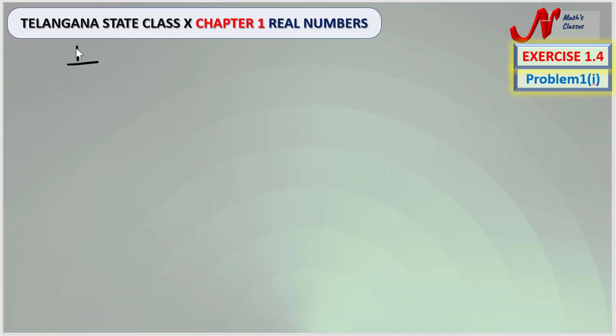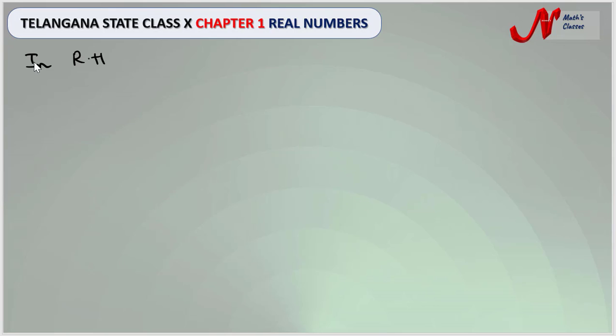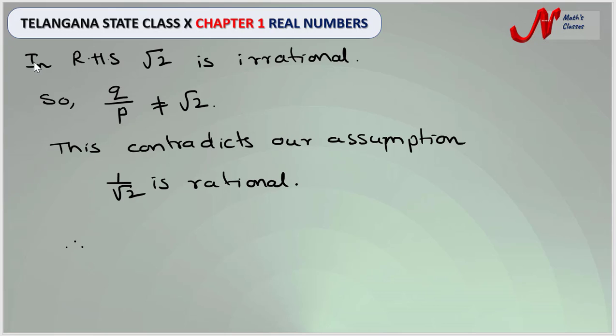Now we rearrange 1 by root 2 is equal to p by q by cross multiplying. Then we can write it as q by p is equal to root 2 by 1. This can be written as q by p is equal to root 2. In LHS, p, q are co-primes, so q by p is rational. In RHS, root 2 is irrational, so q by p is not equal to root 2. This contradicts our assumption. Therefore, we can say 1 by root 2 is irrational.